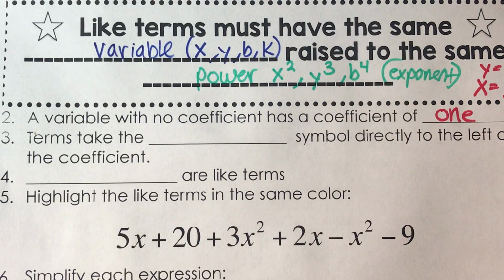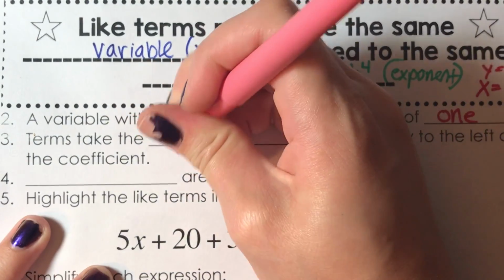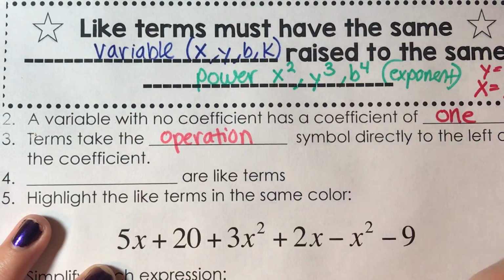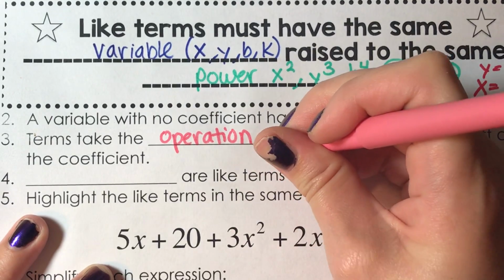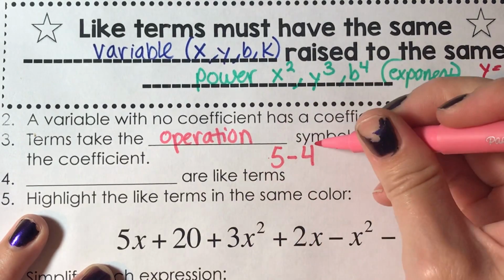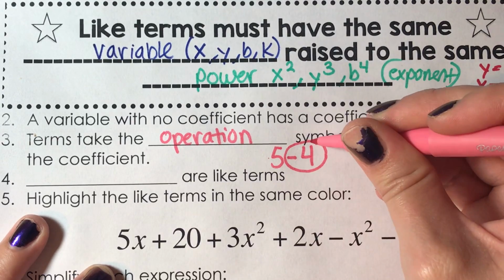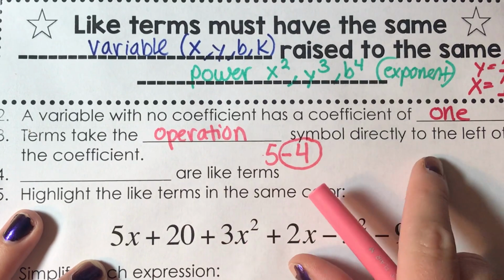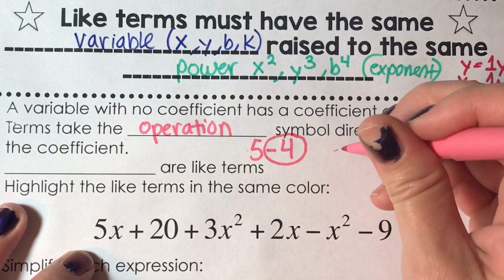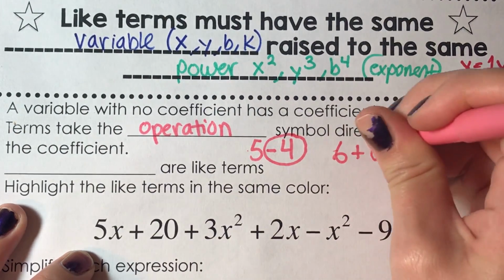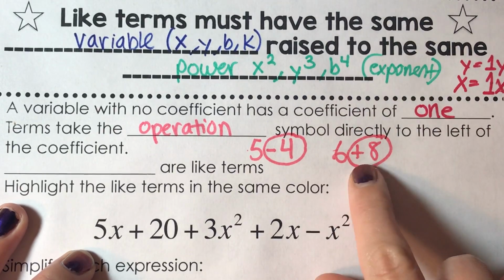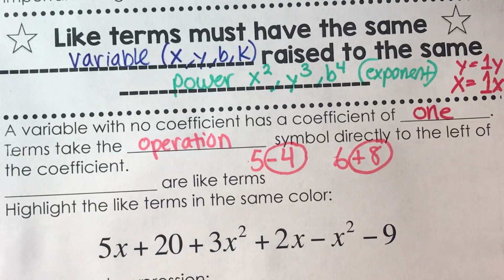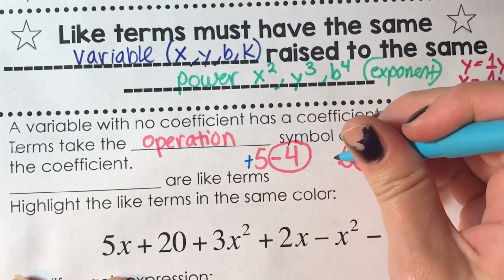Terms are going to take the operation symbol directly to the left of the coefficient. So like if I have 5 minus 4, I would circle the term like this. It takes that operation to the left of it along with it. Or if I have like 6 plus 8, it's taking that. If it doesn't have a symbol in front of them, you're going to go ahead and assume that it's just a positive sign.